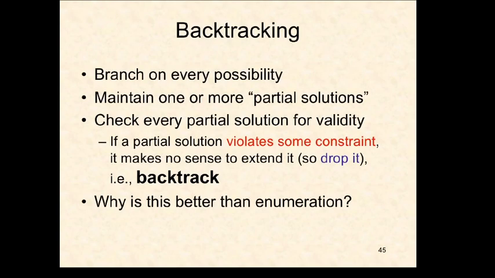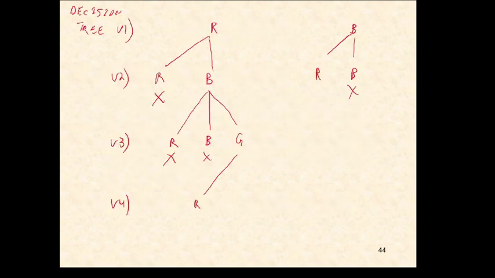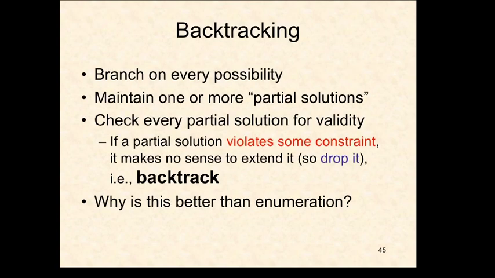Okay, so we're going to backtrack on every possibility, and we're going to prune things that don't make sense, and that's going to eliminate some of our possibilities. So why is this better than enumeration? Well, we kind of showed that when we did our pruning here. If V1 and V2 are adjacent, we're going to eliminate 1/4 of the search tree at least, and possibly more later on.